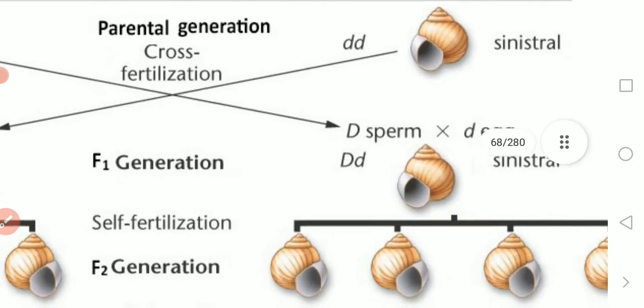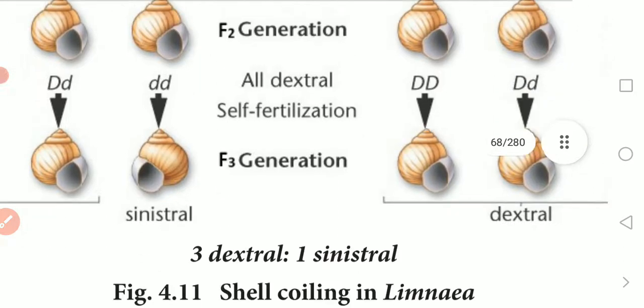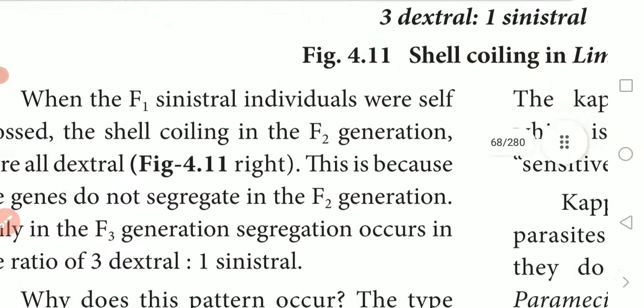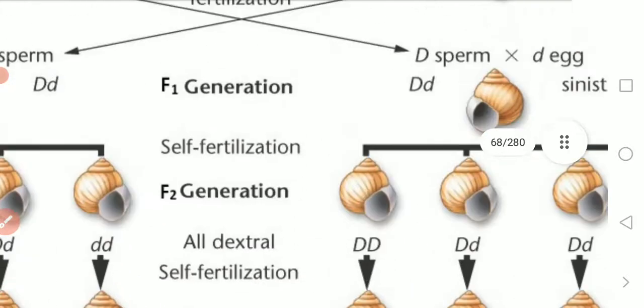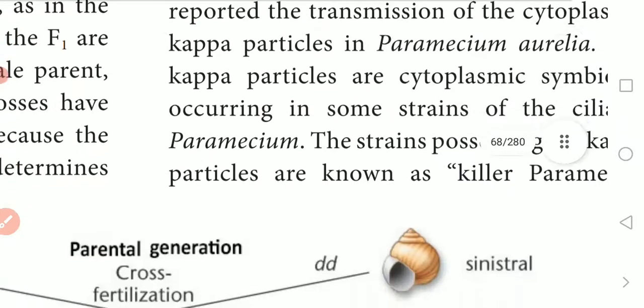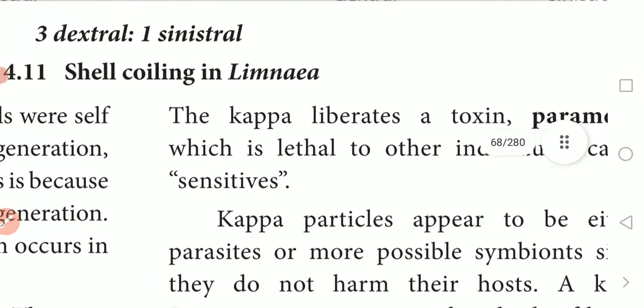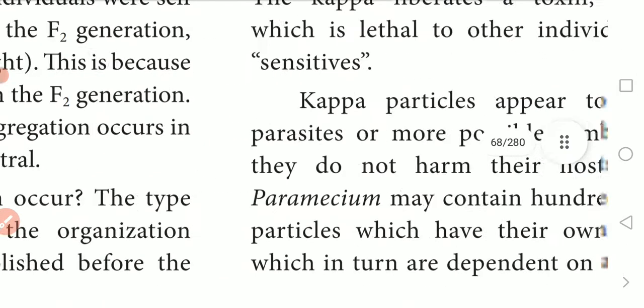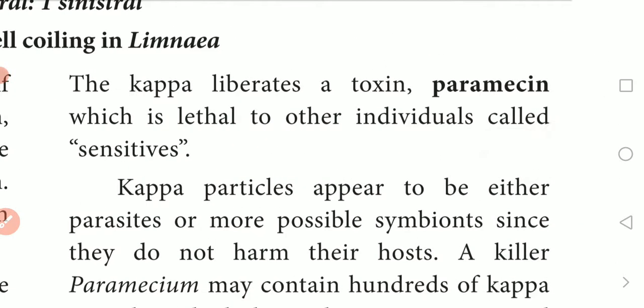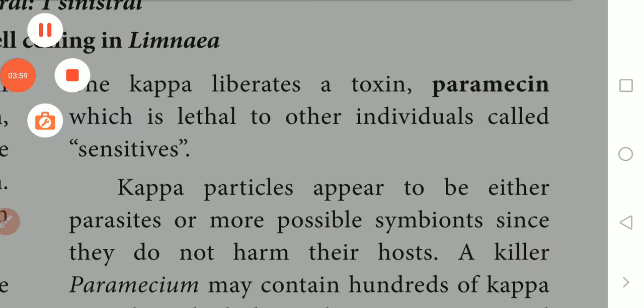So the kappa particles are cytoplasmic symbionts. What are kappa particles? What is a symbiont? Kappa particles are a type of organelles which are present in the Paramecium. They produce a chemical toxic substance to kill the other organisms. That is what we call kappa particles.